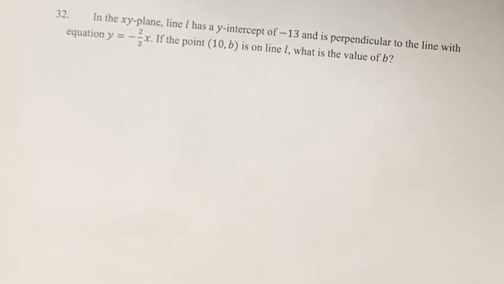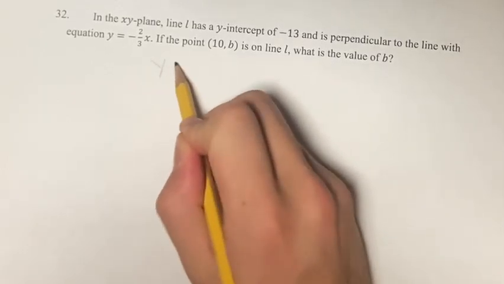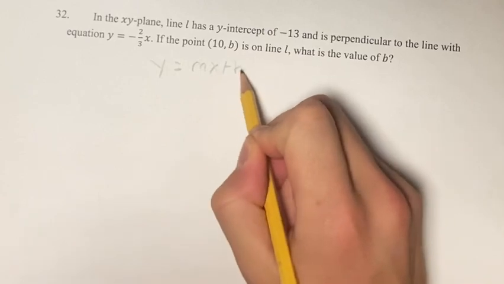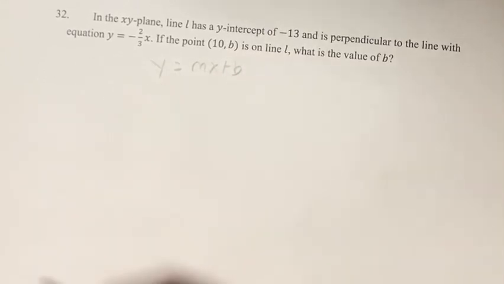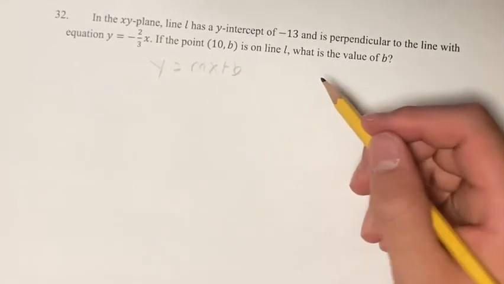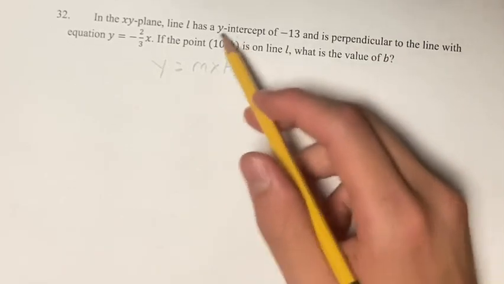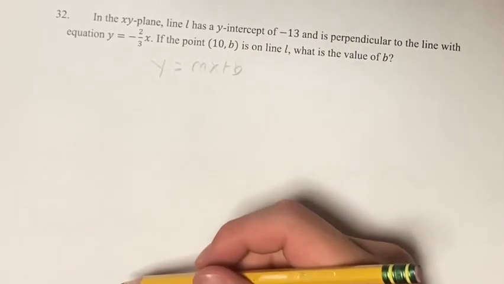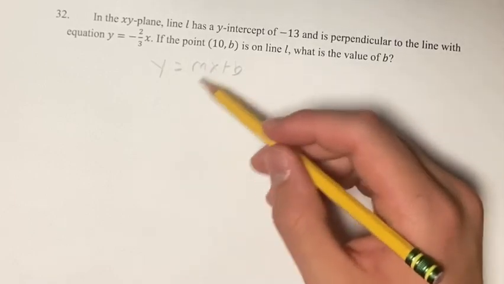So the way we're going to solve this is we're going to get the equation of line L in y equals mx plus b, slope-intercept form. Different b here, this is the y-intercept. And then we're going to plug in 10 to find our value of b. So first we have to find the slope.